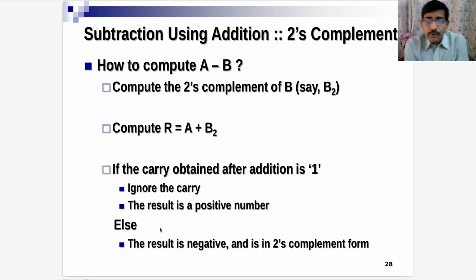Now in 2's complement, what do we do? In 1's complement there is one rule, so for 2's complement there must be another rule. In 2's complement, we first compute the 2's complement of B, which is B2. Then we add. Now two cases can happen: there is a carry 1, or there is no carry. If there is a carry, we ignore the carry and the result is a positive number. Otherwise, if there is no carry, your number is negative and it is also in 2's complement form. Let us see an example.